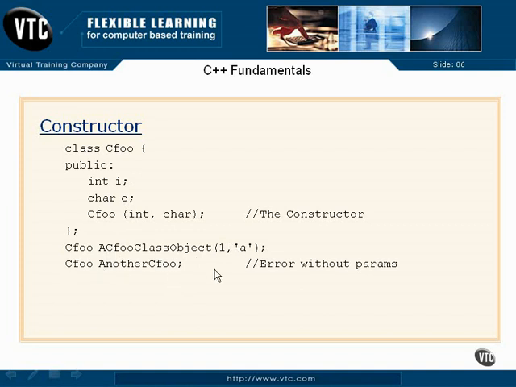This is wrong because we are creating another CFoo, same class, trying to create another object, but we're not giving what we told the compiler has to be in here. We're not giving an integer and a character to the program when we create this thing. And that's one of the gems of C++, that it will help protect you from doing things like this.